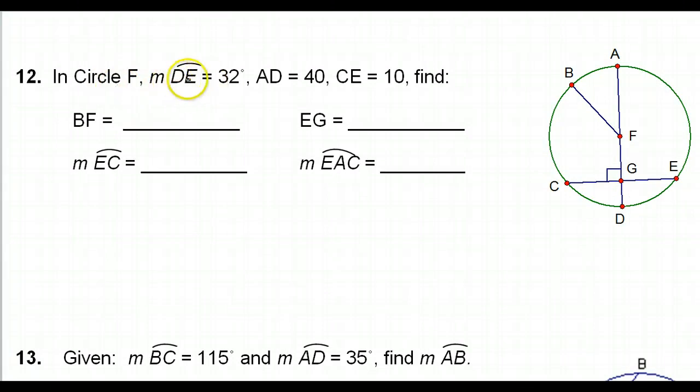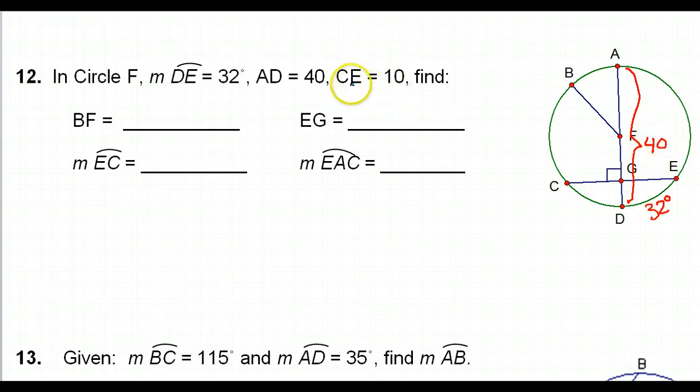Okay, the measure of arc DE is 32. Arc DE, let's see. So this is 32 over here. What else do we have? The length of segment AD is 40. Okay, so AD is 40. Alright, that's this whole entire thing. Like from here to here is 40.